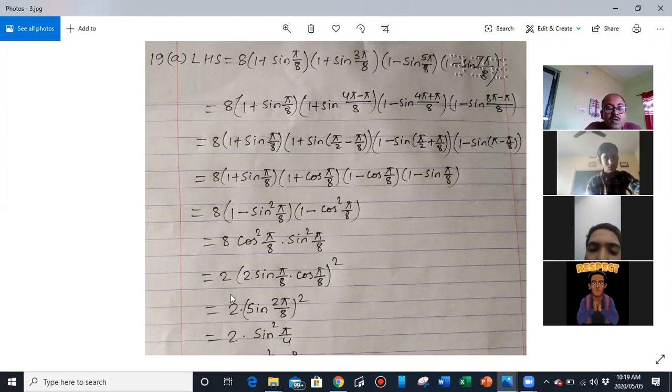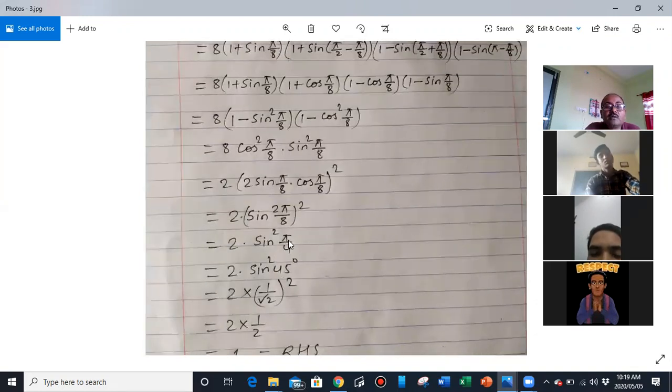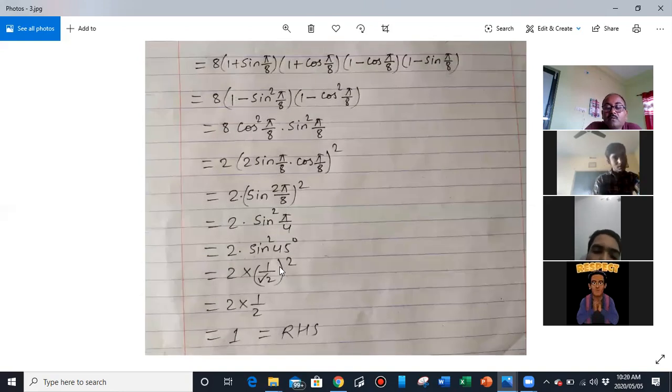Now this outer 2 is outside. 2 sine theta cos theta is sine 2 theta, so twice of pi by 8 becomes pi by 4. So we get 2 sine square pi by 4. Pi by 4 means 45 degree. Sine 45 degree, you know the value, is 1 by root 2, and a square is there. So 1 by root 2 whole square is 1 by 2. So 2 and 2 cancel, finally 1. Answer is 1. This is RHS.